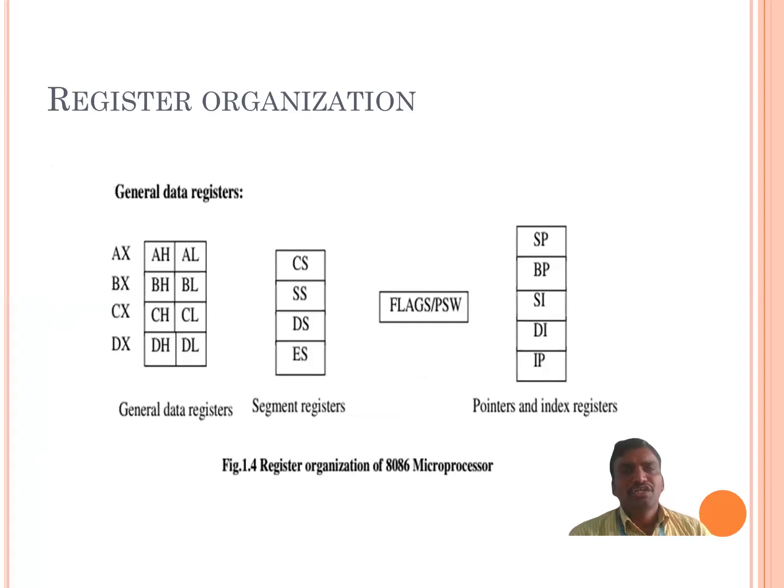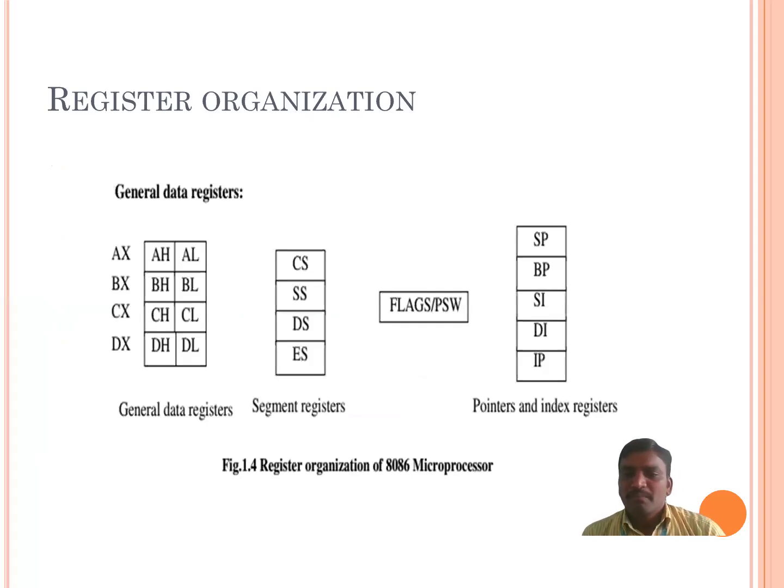In that execution unit, it contains the register bank. The register bank is nothing but the register organization. What are the types of registers that are available in the 8086 microprocessor? There are 14 16-bit registers. Among those 14 16-bit registers, the first four are the general purpose registers.